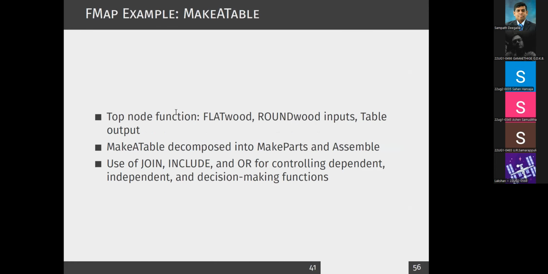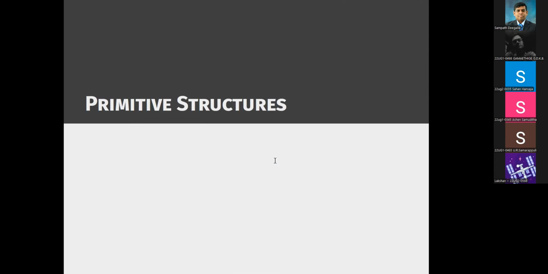And then you have some relations, right? For example, we have join, we have include, we have or. These are for controlling dependent, independent, decision-making functions. So for example, when we say make a table, we have make parts and assemble. It's a join operation, right? But both have to be done to complete it.